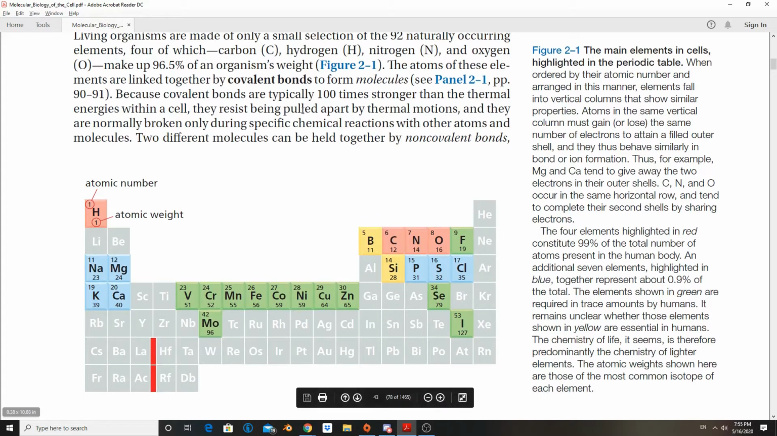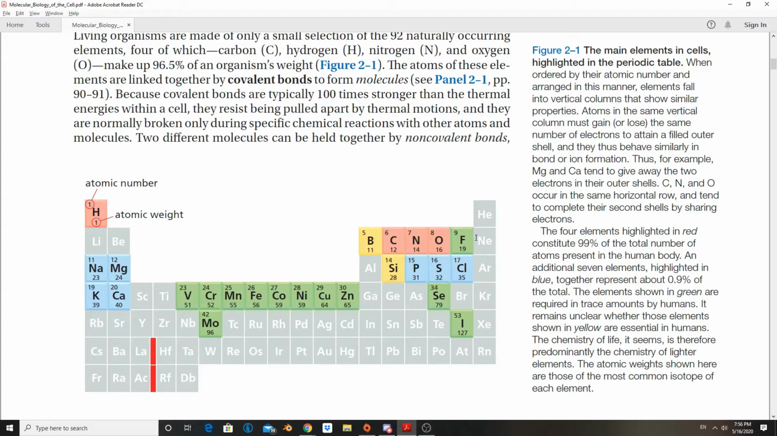Down here, we can see the main elements in cells made in a graphically appealing manner. Anything colored in red is extremely major. It's almost ubiquitous. The ones highlighted in blue are also kind of ubiquitous, but not as ubiquitous as the four red ones. The yellow ones are kind of iffy.